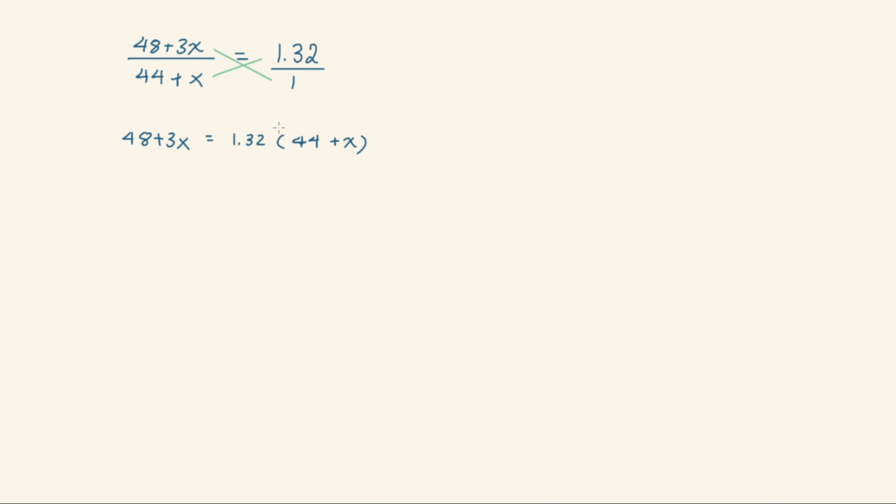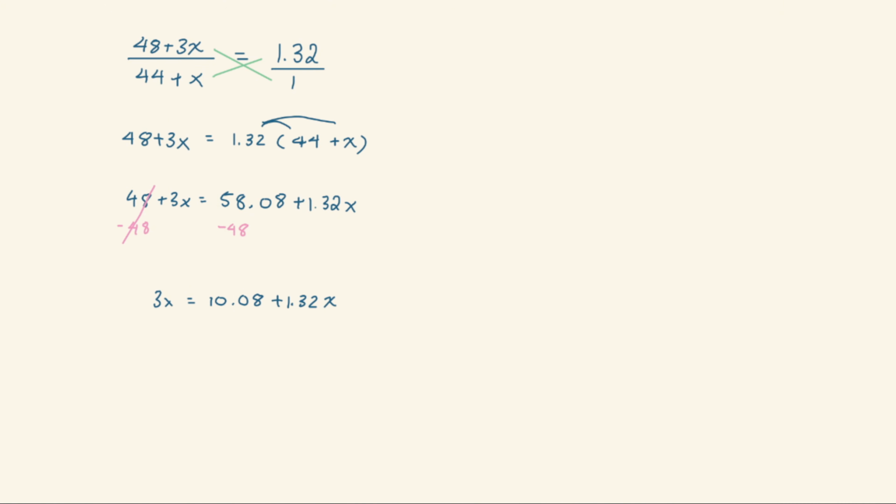In this case, you have to be very careful here. We're going to do a little distribution, a little bit of a rainbow method. So 1.32 times 44 is going to be 58.08. And then 1.32 times x is just going to be 1.32x, right? And now we can simplify a bit here. So let's subtract 48 from both sides. 48 minus 48 cancels out. Here you're going to get, let me go back to this color here, 3x on the left. On the right, 58.08 minus 48 is 10.08 plus 1.32x.